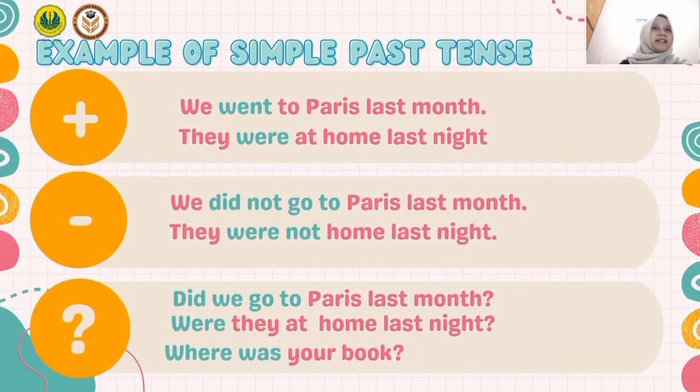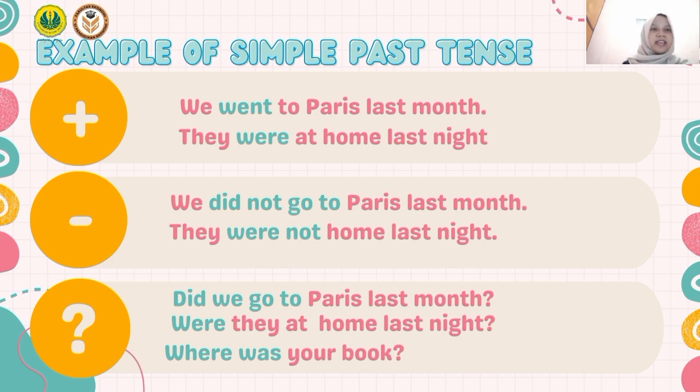Example of simple past tense. For the positive sentence, we went to Paris last month. So we is the subject, went is verb 2 from go, and then the complement. And then for the second example, they were at home last night. For the negative sentence, we did not go to Paris last month. And then they were not at home last night.